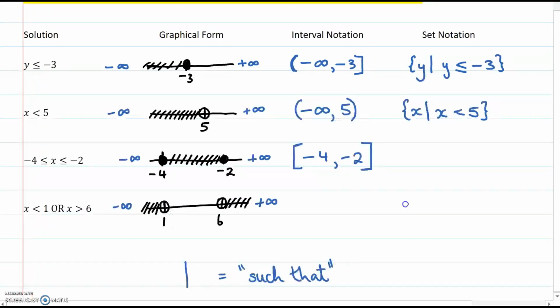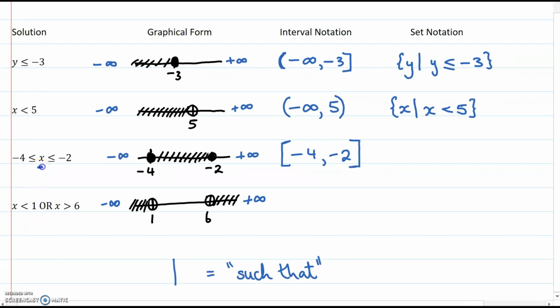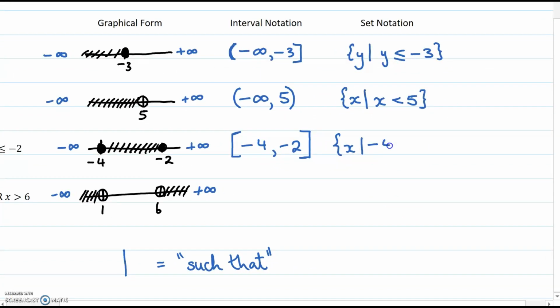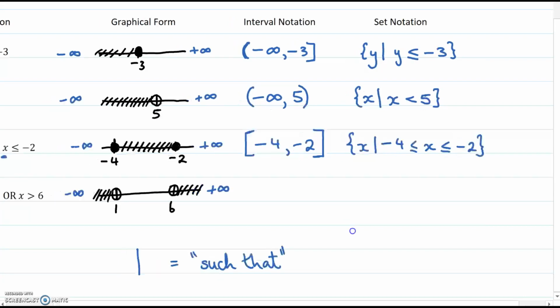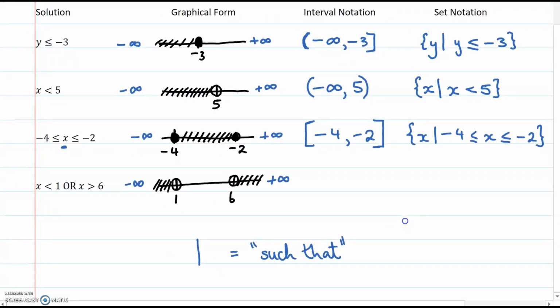Now in set notation, the variable again here was x. That tells us what our variable is going to be. So it's the set of all numbers x such that, and then we just copy this. For set notation, we just copy this: -4 is less than or equal to x is less than or equal to -2. Okay, and then we're nearly done here.